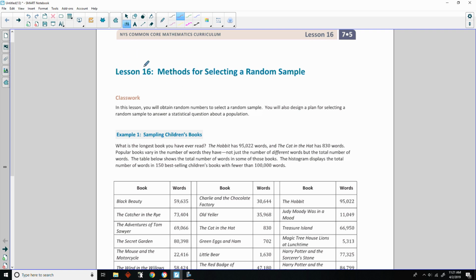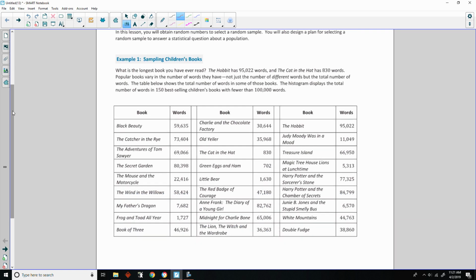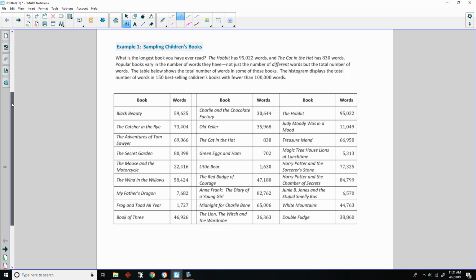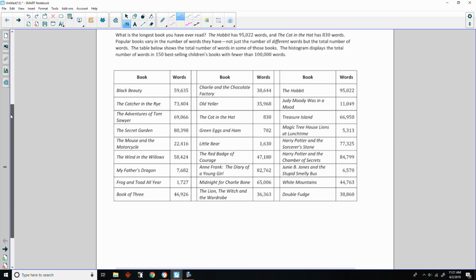This is lesson 16, Methods for Selecting a Random Sample. Classwork. In this lesson, you will obtain random numbers to select a random sample. You will also design a plan for selecting a random sample to answer a statistical question about a population. So here's example 1, sampling children's books.